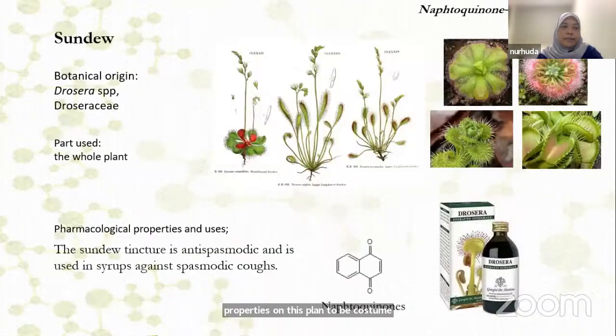Okay, next. Okay, sundew. This is a plant that eats ants or insects. So this sundew is used as an antispasmodic. It contains naphthoquinone, but it's not the naphthoquinone that actually contributes to the antispasmodic effect. The whole plant is used and converted into a tincture, and it is added into cough syrup for spasmodic cough.